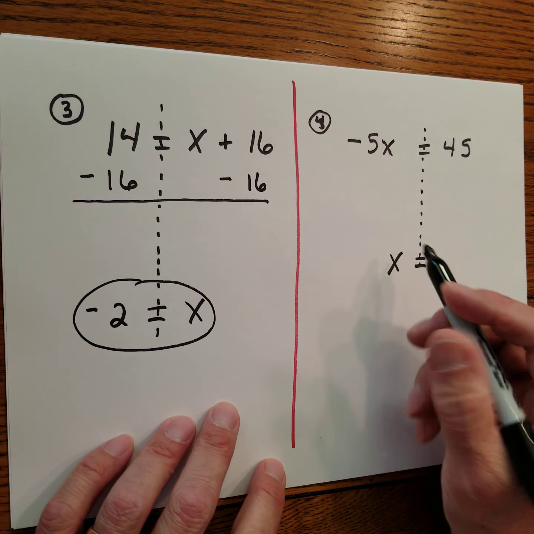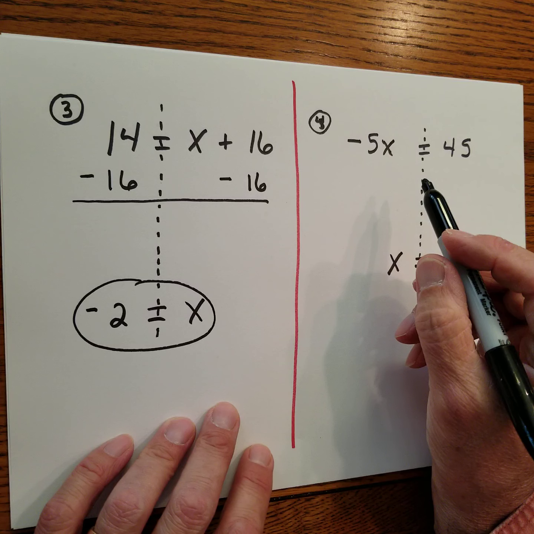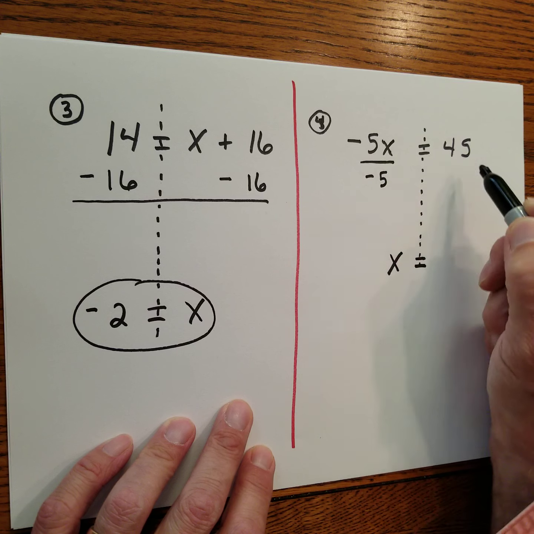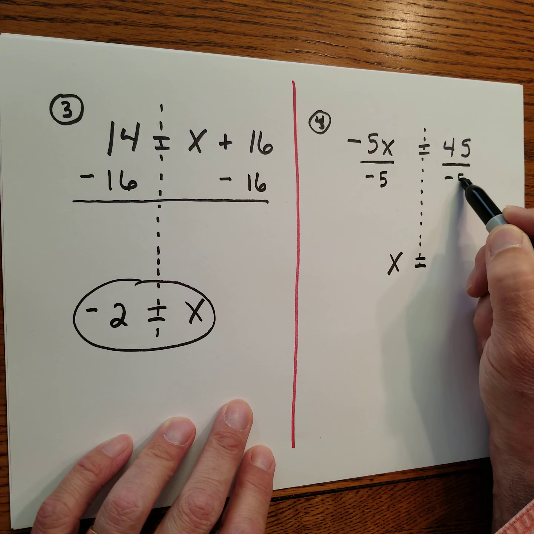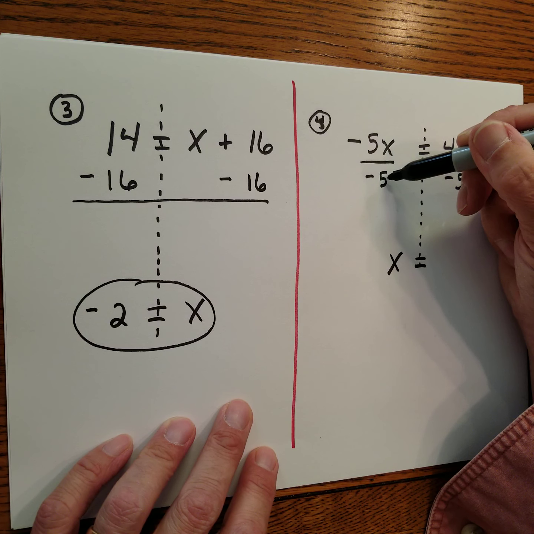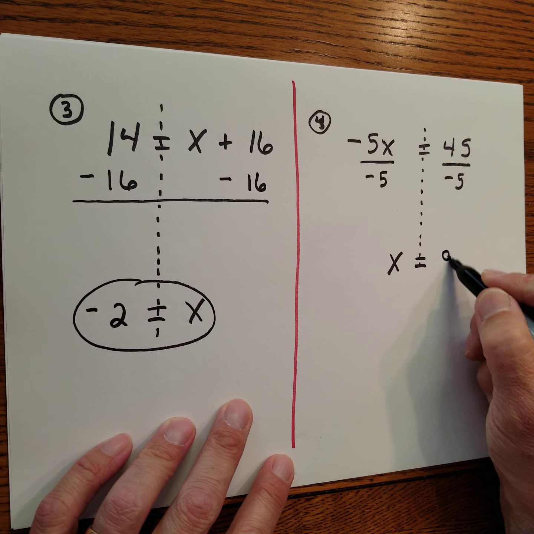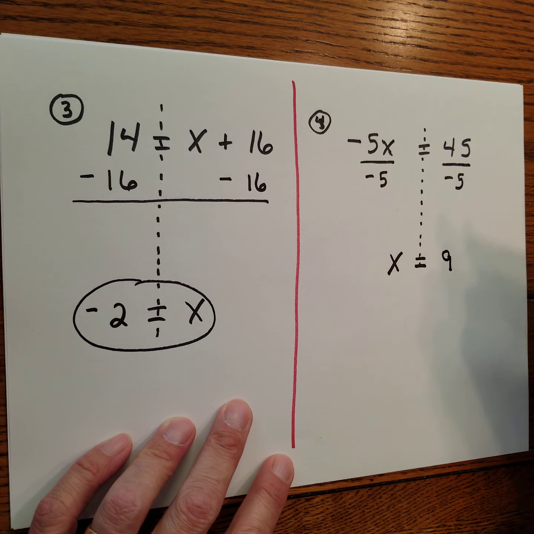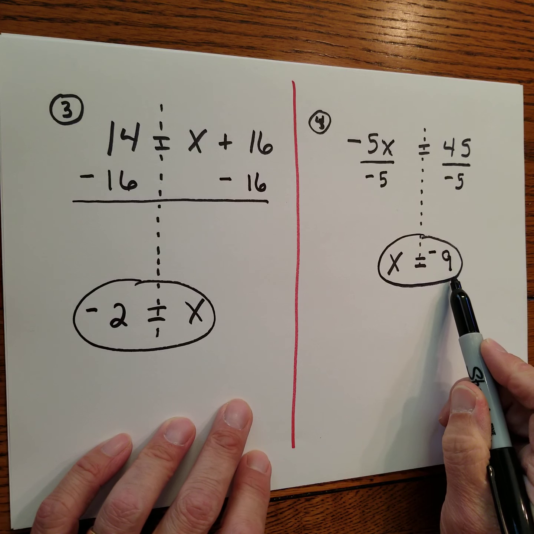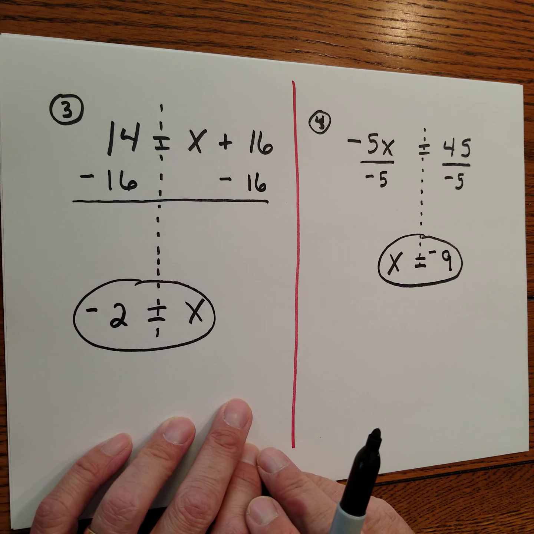Now, in order to get x by itself, this -5 has to leave. The x and the -5 are being multiplied. What's the inverse operation to multiplication? It's division. We'll divide both sides by -5. A number divided by itself is 1. 1 times x is x. 45 divided by 5 is 9. And when I divide with one negative, my answer is negative. -9 is the number that I can multiply times -5 and end up with +45.